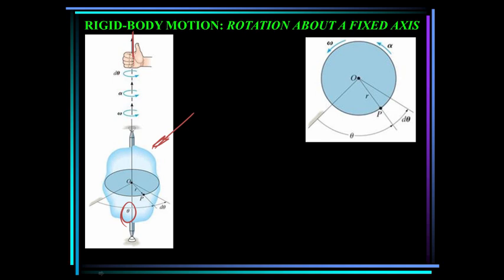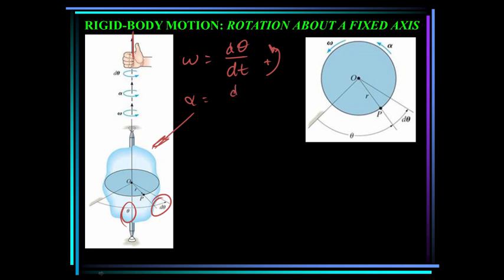So as this body rotates, it undergoes some small displacement d theta. So we can say that omega is equal to d theta dt. Now we're defining omega. Omega is called the angular velocity, and we measure it positive counterclockwise. Likewise, we can say that omega is changing with respect to time. We call that angular acceleration.